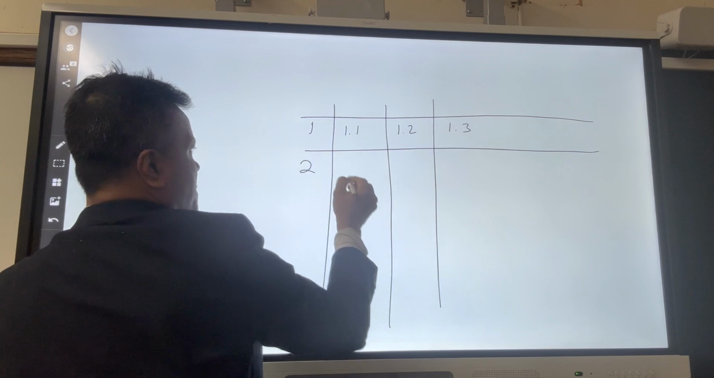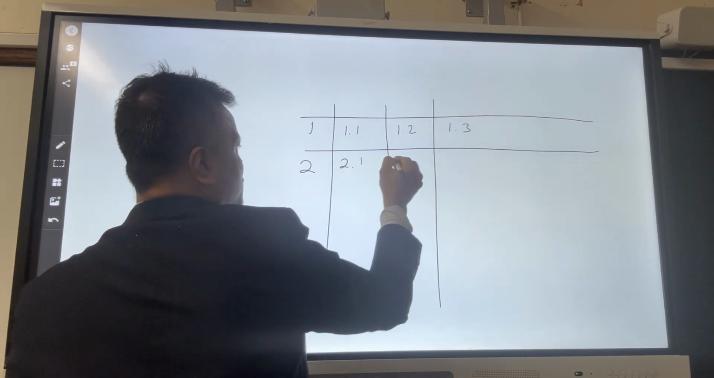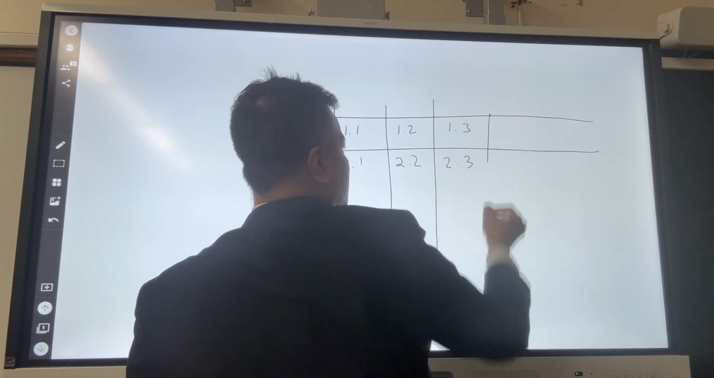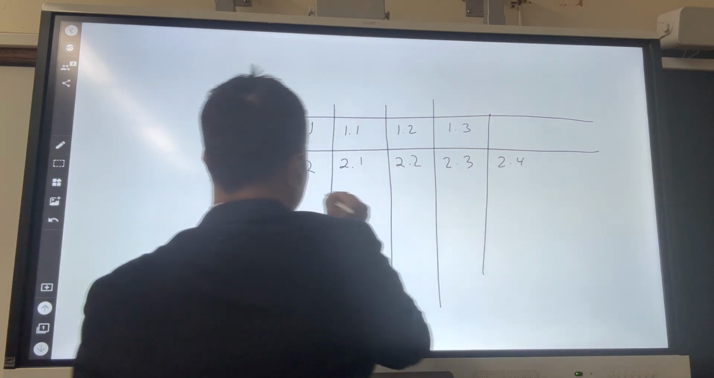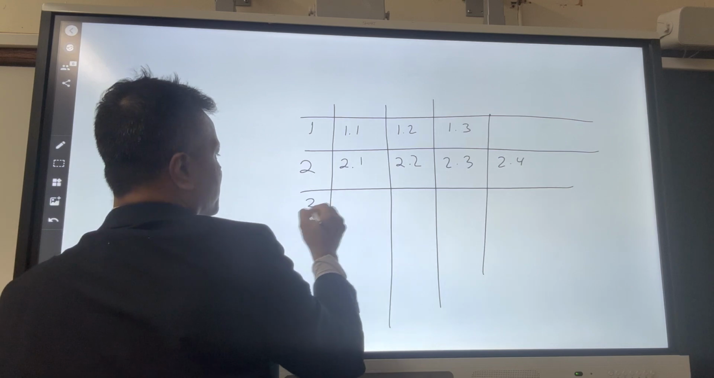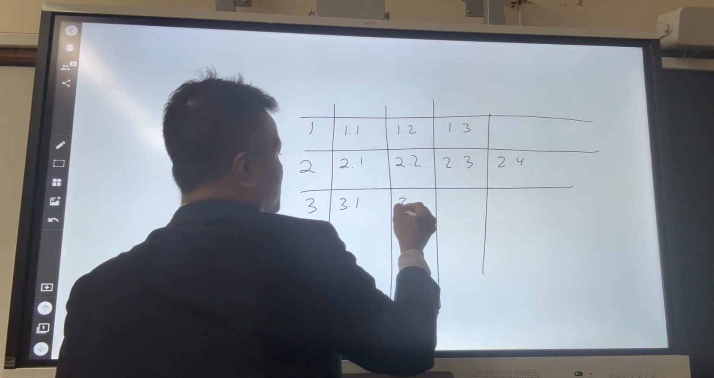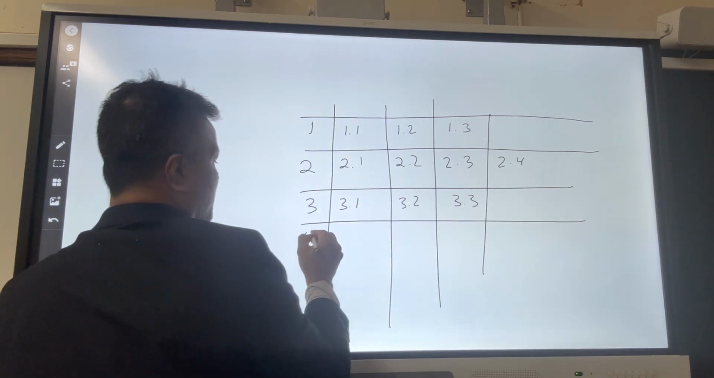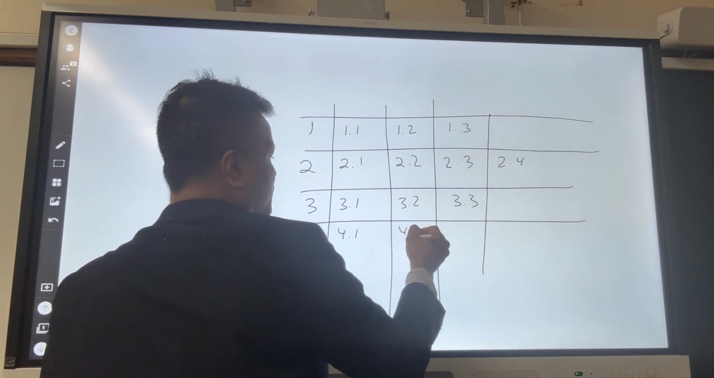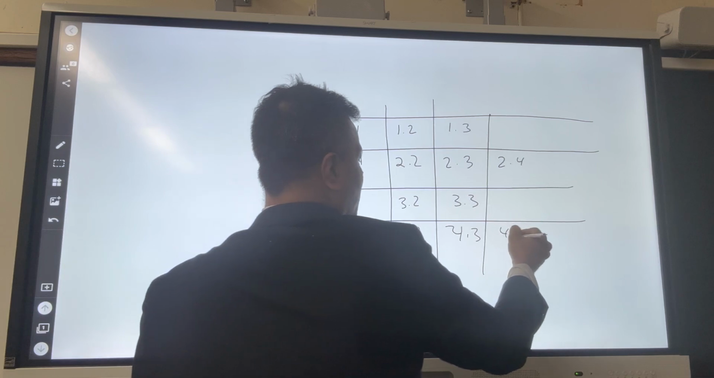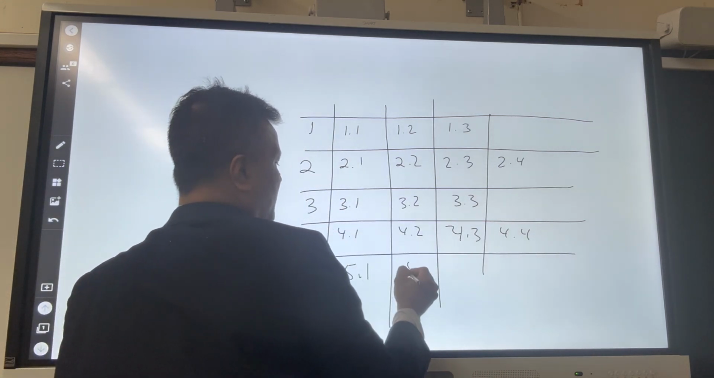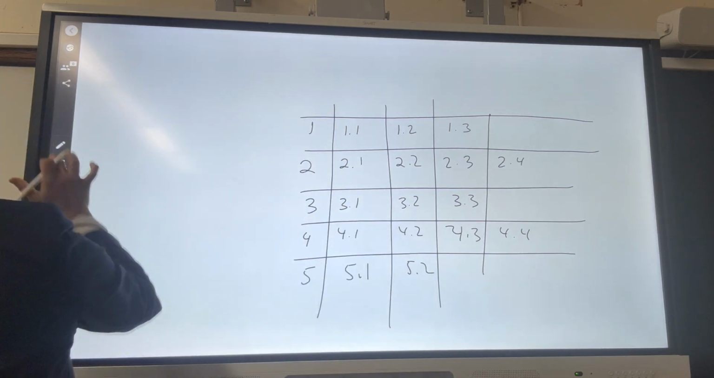Scenario 2, 2.1, 2.2, 2.3, 2.4. Scenario 3, 3.1, 3.2, 3.3. Scenario 4, 4.1, 4.2, 4.3, 4.4. Scenario 5, 5.1, 5.2.